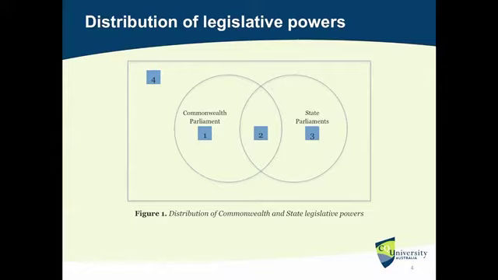And finally, number 4 is an area where neither the Commonwealth Parliament nor the state parliaments have any power to legislate on that subject. This would typically involve, for example, certain rights and freedoms that are impliedly protected by the Constitution, such as the implied freedom of political communication. And we will discuss that later on in this lecture podcast.